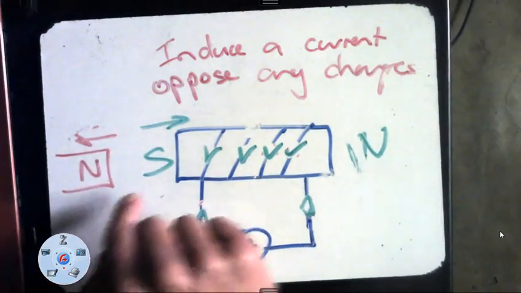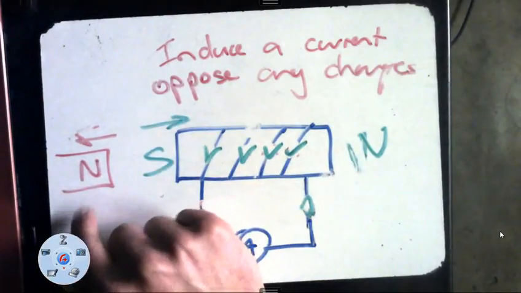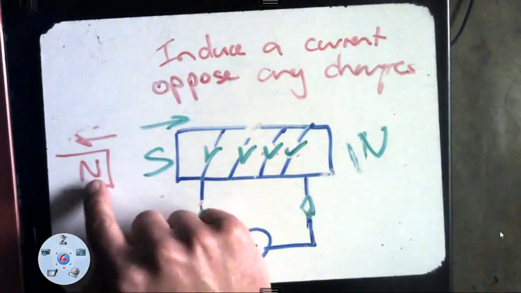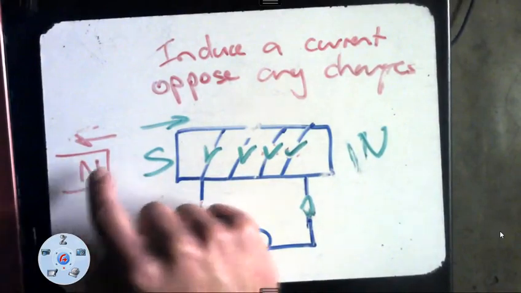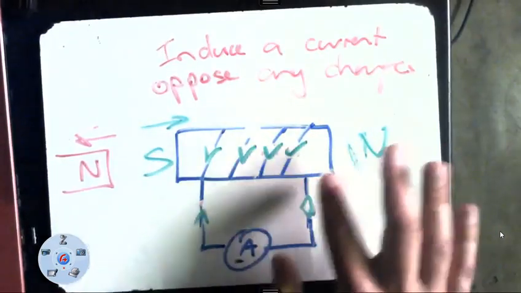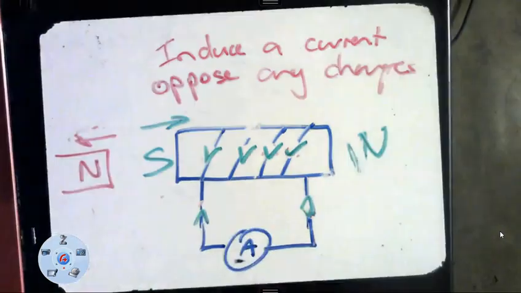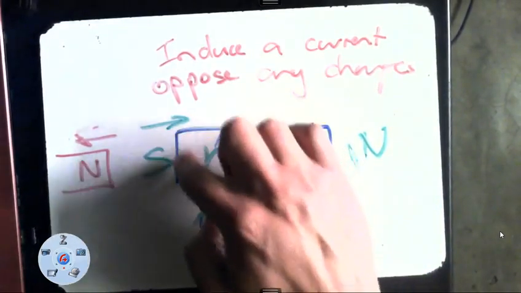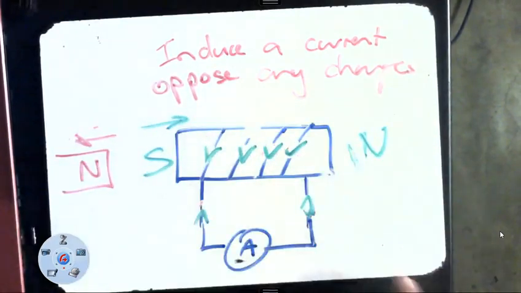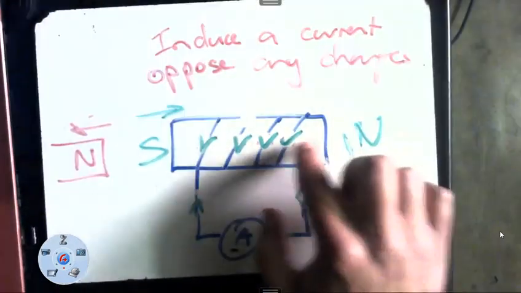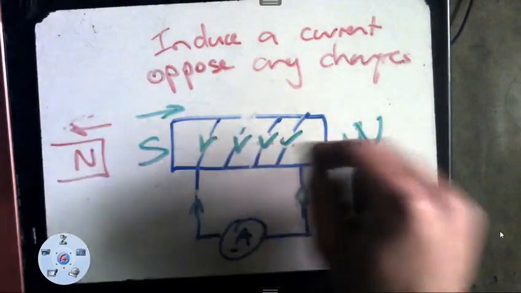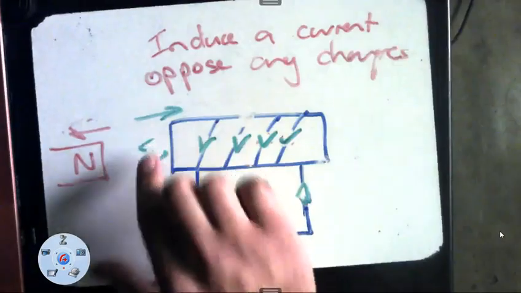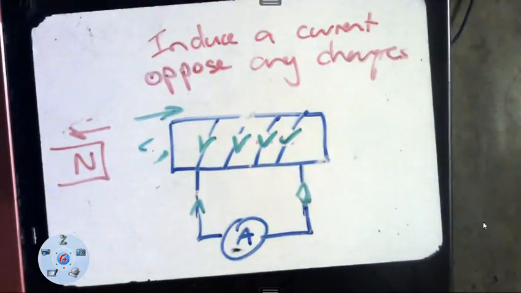Now remember, a current only is created when there is a movement between the magnetic field and the coil. So I've just placed this to show you guys the direction here. It's not necessarily a coil like this. Think of that as like a toilet roll and it's wrapped around. Okay, so it's not a solenoid necessarily, it's just a loop like we just saw in that presentation.